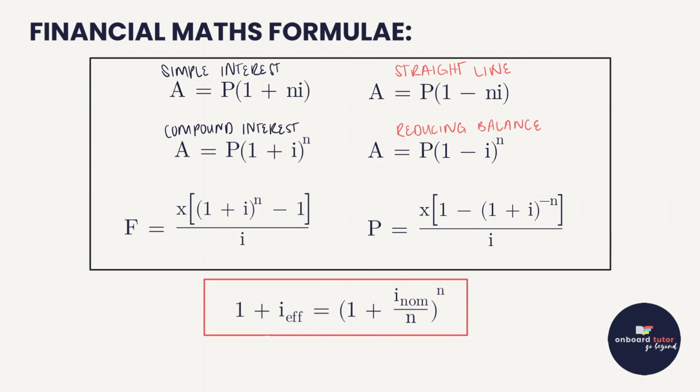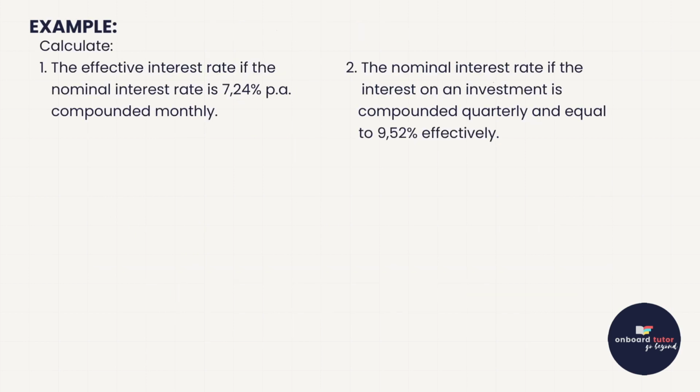And then just to refresh your memory, the nominal interest rate, you can see it here with all of these n's, is linked to the number of time periods. Whereas the effective interest rate is actually just the equivalent, but annually. So let's call that the annual equivalent. Let's have a look at some examples of that.